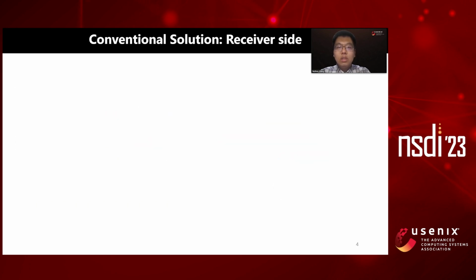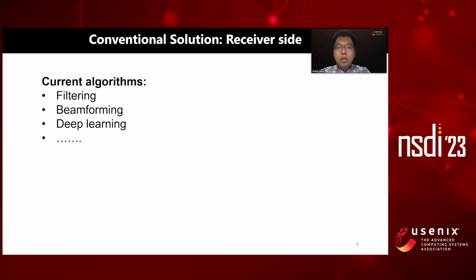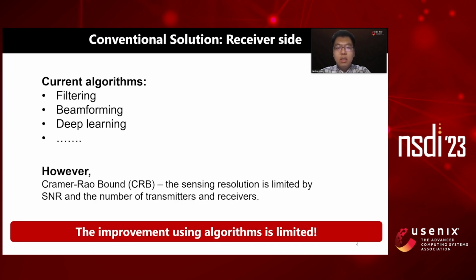Conventionally, there are two ways to solve the challenges. The first solution is using algorithms at the receiver side. Currently, many algorithms can be used to improve SNR, such as filtering, beamforming, deep learning, etc. However, as seen in the Cramér-Rao bound, the improvement of SNR using algorithms is limited.